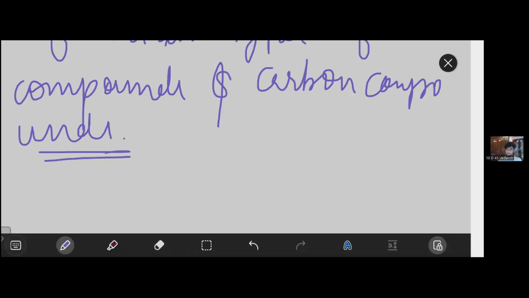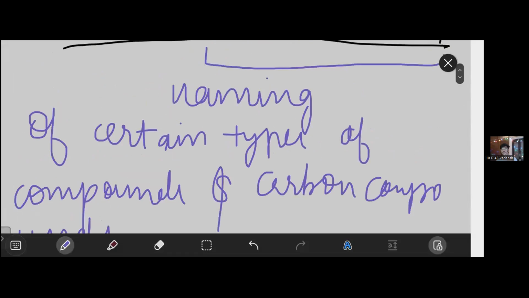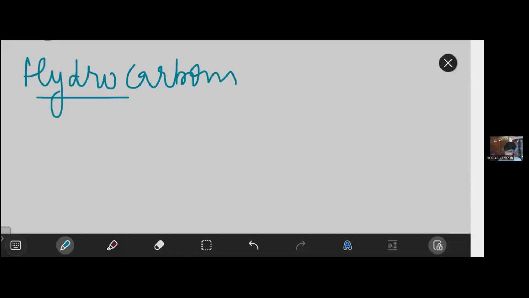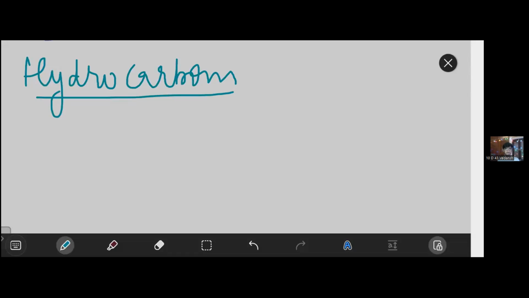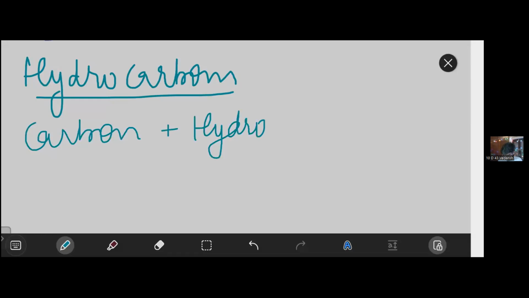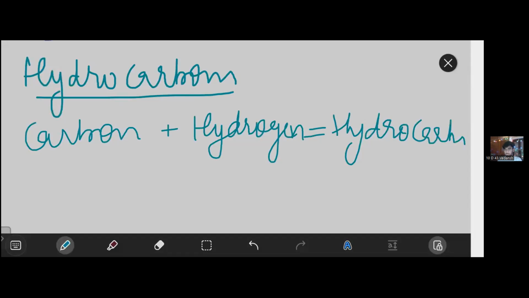Before actually getting into IUPAC nomenclature, let us have a brief explanation of it. Let us start with our basics of hydrocarbons first. What are hydrocarbons, you may ask? Hydrocarbons are basically the combination of hydrogen and carbon compounds. So carbon plus hydrogen compounds are known as hydrocarbons.